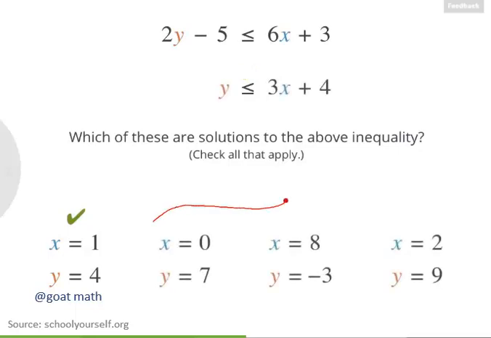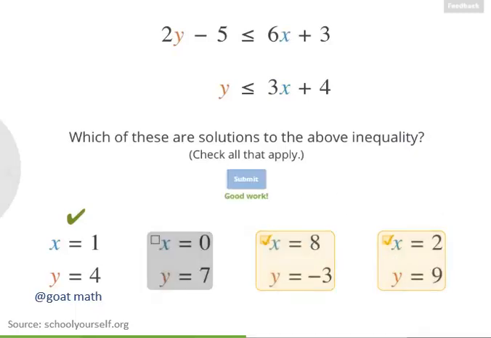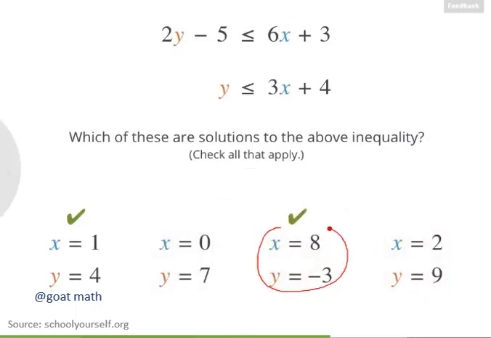Okay, so take a look at these other values for x and y. Which are solutions to the inequality? Nicely done. So these values for x and y represent another solution, and the same goes for these values. But when x equals 0 and y equals 7, y turns out to be greater than 3x plus 4, so this is not a solution.